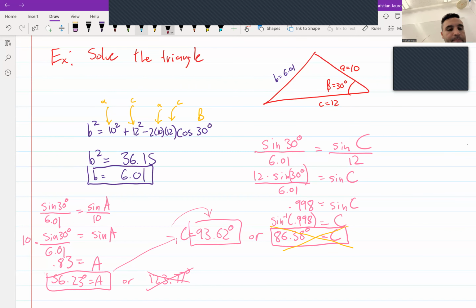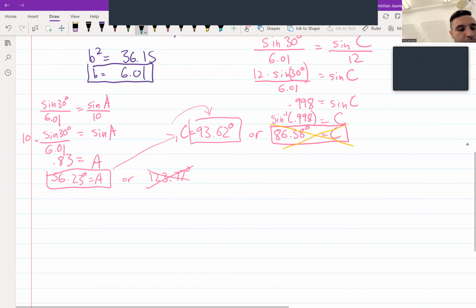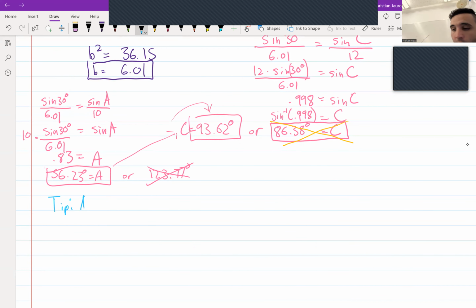Here's a tip. Always solve for the smallest angle first. Then I won't run into that little scenario that I just did, and my life will just be a lot easier.